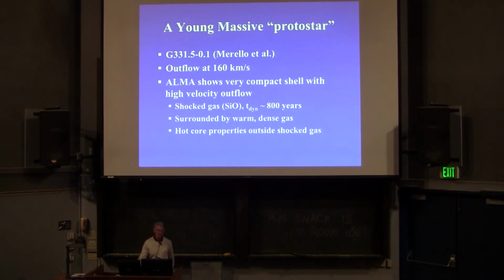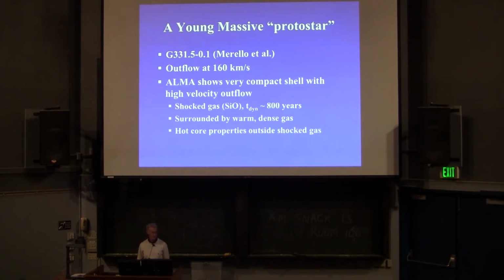This is a region in the southern sky. It has a very high speed outflow, 160 kilometers per second. It was observed with ALMA, and it shows a very compact shell. The nice thing about this is that we can infer a dynamical age of only 800 years.